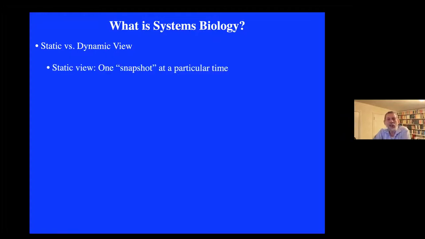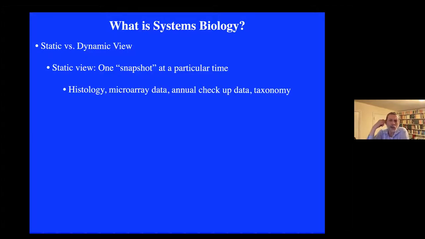But the idea with the static view is you're trying to get a snapshot of the system at a particular time, and that snapshot gives you a lot of information. What would be examples of that? Well, let's say you have a histological slide of a piece of tissue. You now actually see not just individual cells, you see how the whole system is laid out. And various kinds of modern imaging techniques working on fixed tissue have taken histology to a whole new level. You can now get fluorescence for individual molecules, and you can see expressions that are changing and so forth, but you have to see it at one point in time.